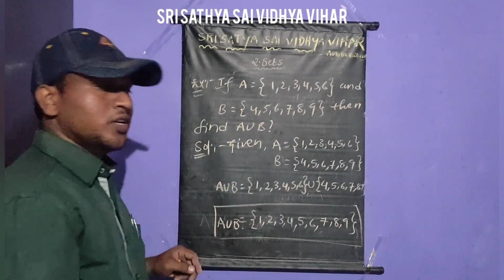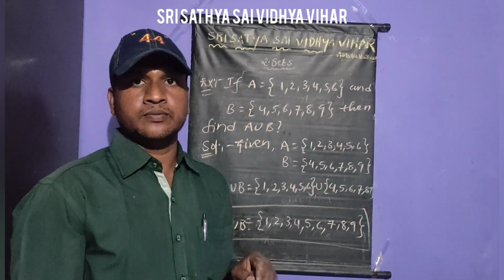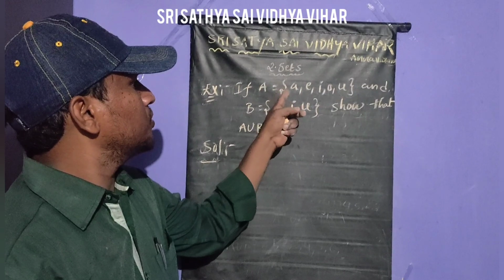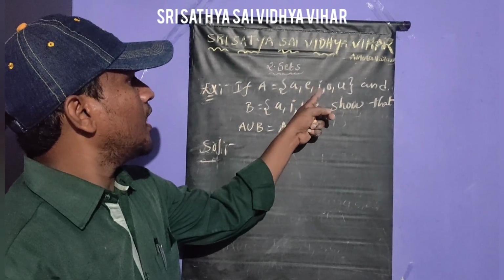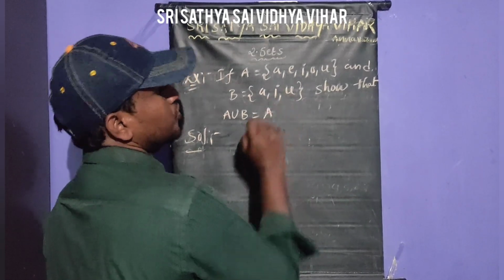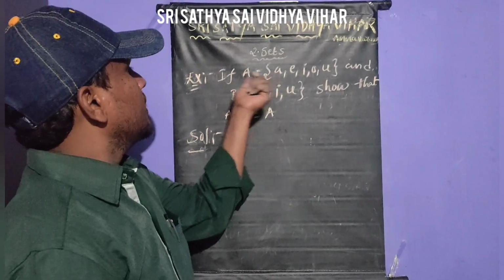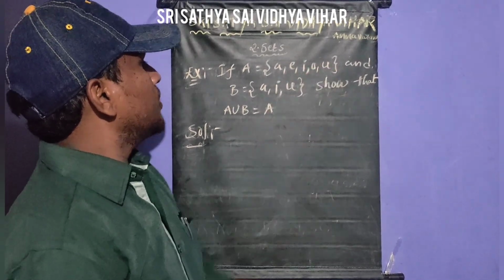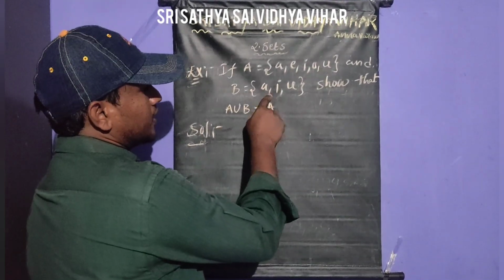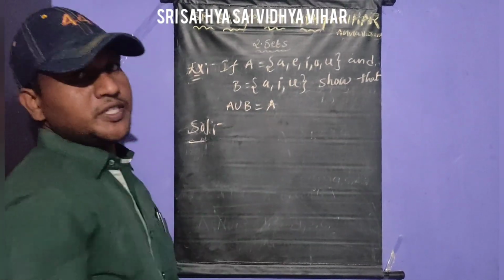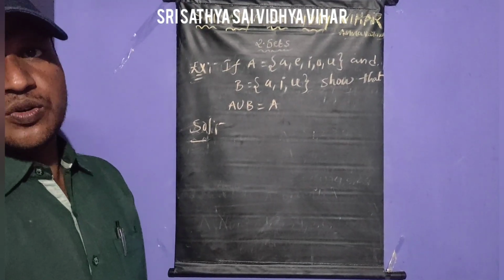Then find out A union B. Okay, next another example. If A is equal to {a, e, i, o, u} and B is equal to {a, i, u}, set A is equal to {a, e, i, o, u} and set B is equal to {a, i, u}, show that A union B is equal to A. A union B is equal to A.